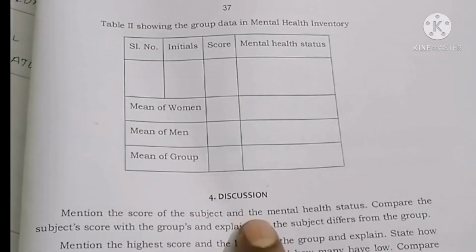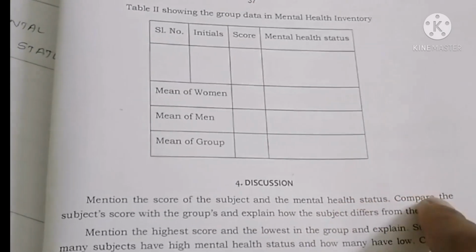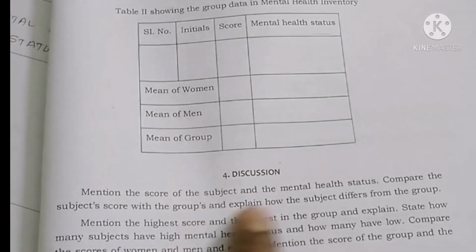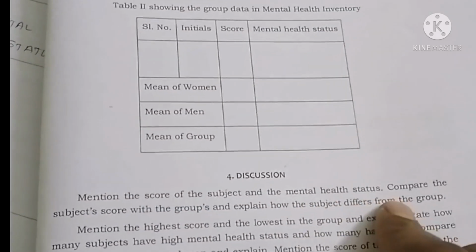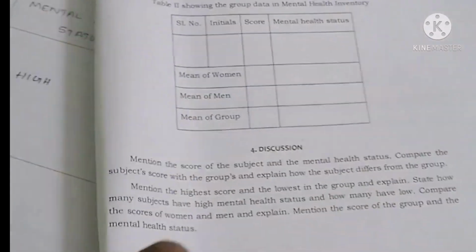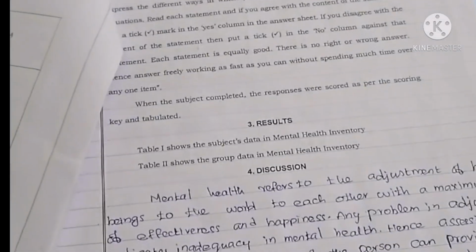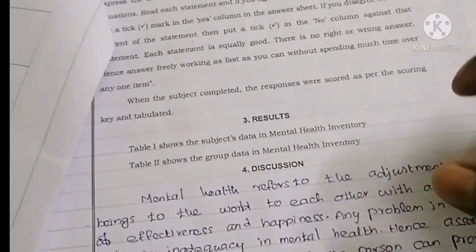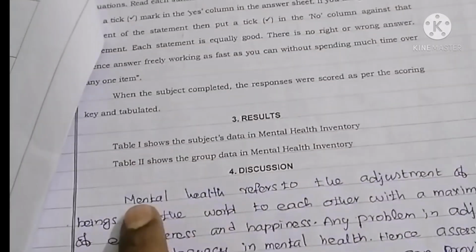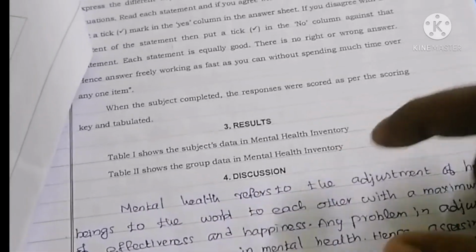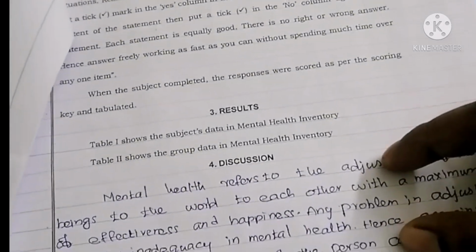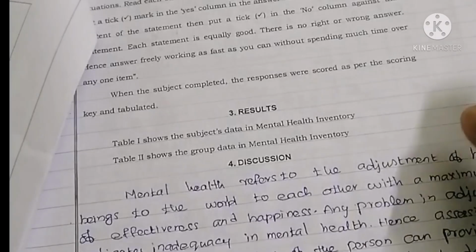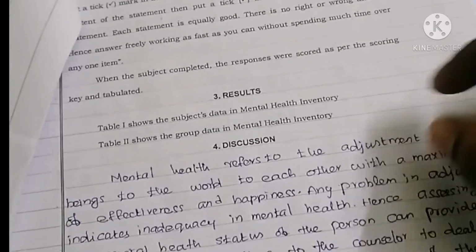Mention the score of the subject and the mental health status. Compare the subject score with the group and explain how the subject differs from the group. All the data you should fill in the discussion part. While writing the discussion, it has three parts. First is the mental health definition of the mental health status.